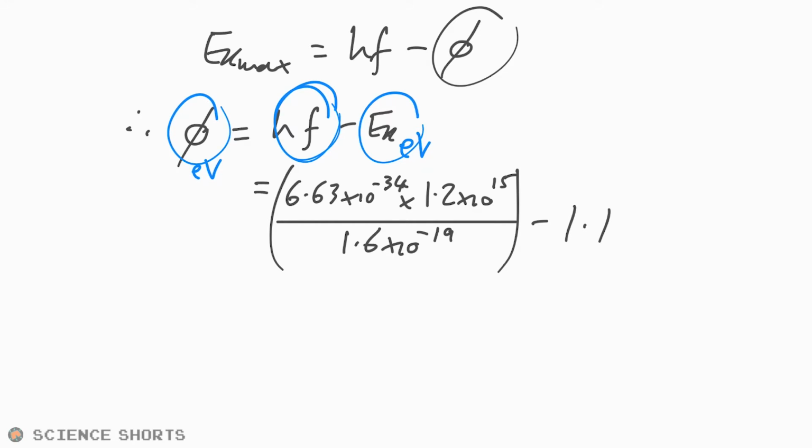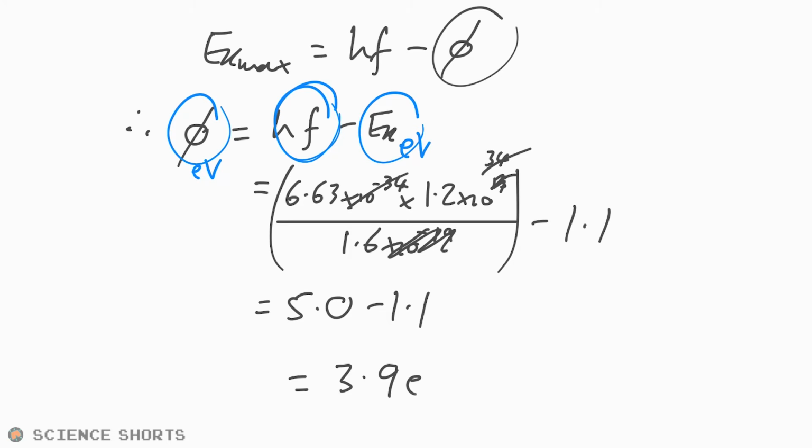Let's tidy up some powers of 10. We know they're all going to cancel, so we're going to end up with just a nice number that's between 1 and 10 probably for the electron volts here. So minus 19, add that onto the top. Yeah, sure enough, that just ends up being 34. So both of those cancel. So it's just going to be 6.63 times 1.2 divided by 1.6. And I end up with 4. Ooh, and now I should probably call that 5. To 2 sig figs, that's 5 anyway. Take away 1.1, that gives us 3.9 electron volts.